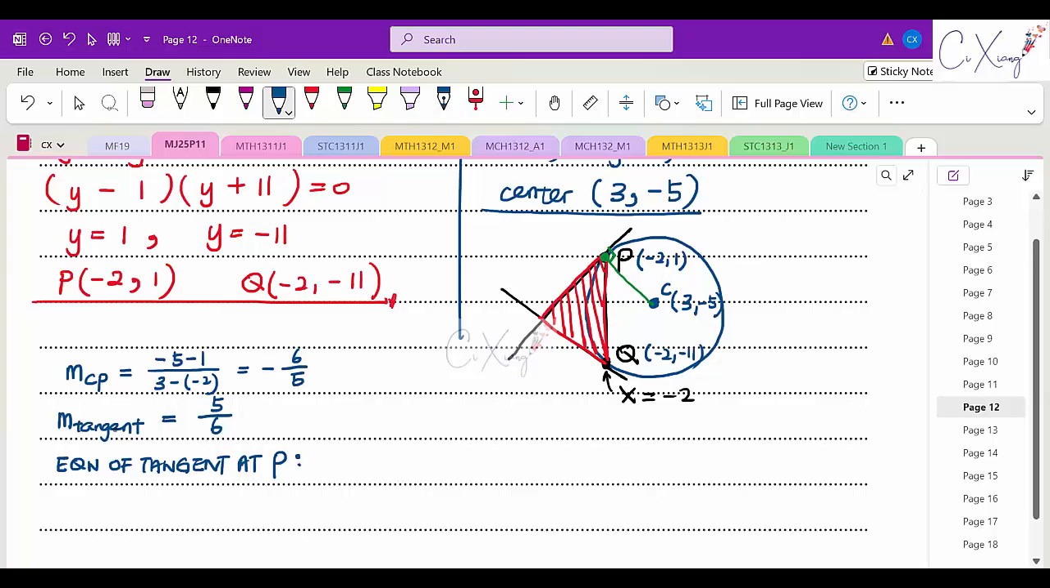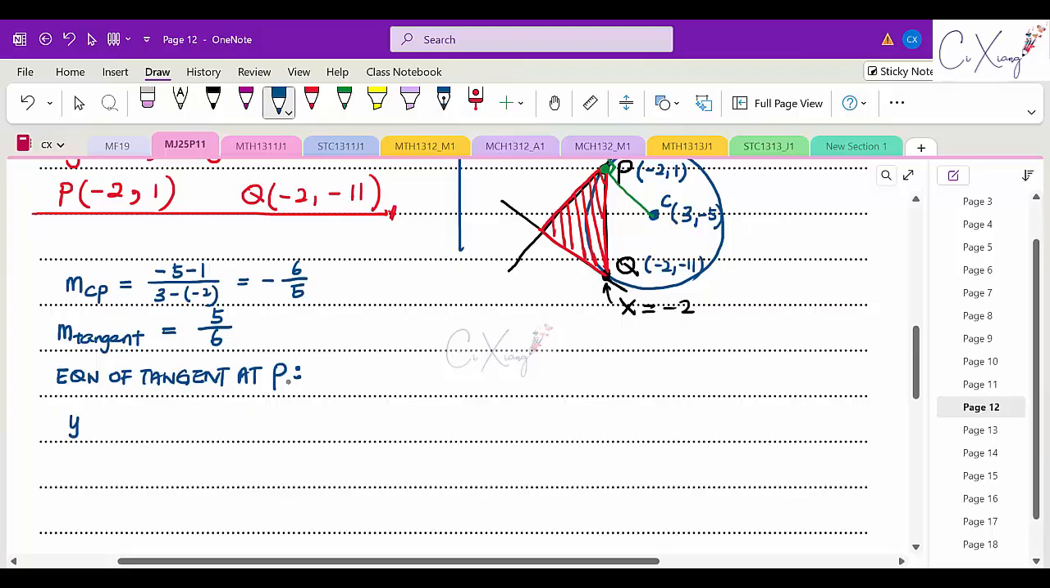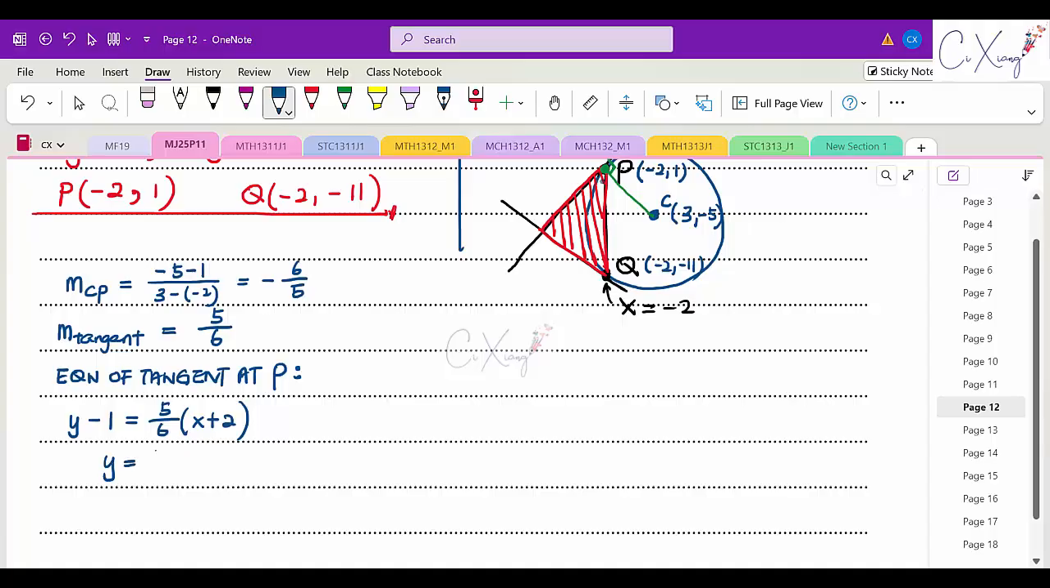How to form the equation of tangent at point P? The passing point is the point P, so I have to use the point P. y minus 1 equals m times x minus negative 2, which becomes positive 2. Simplify this equation. Eventually, you should be getting 5 over 6 x, then plus 8 over 3.